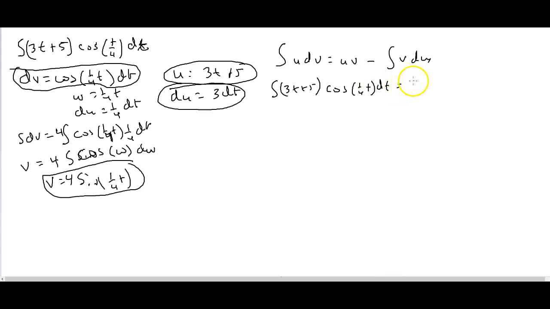So u is 3t plus 5. V is 4 sine 1/4 t, right? I probably should put parentheses around that, minus the integral of v, 4 sine 1/4 t. I'm going to have to fix that.